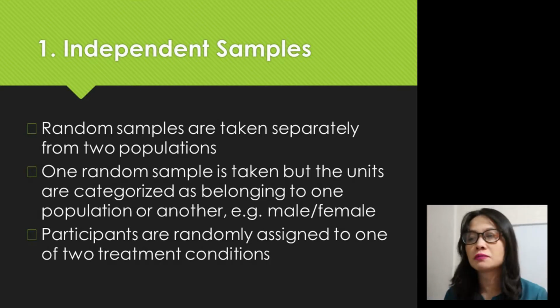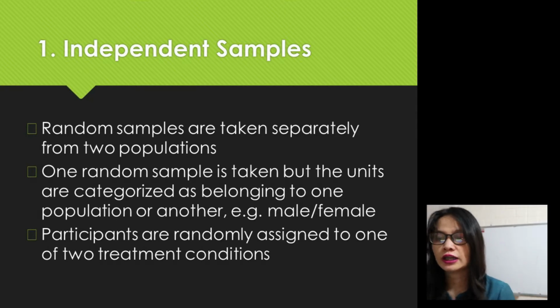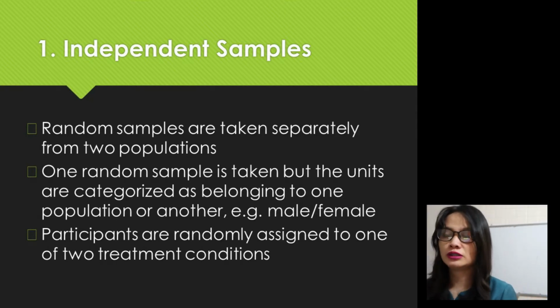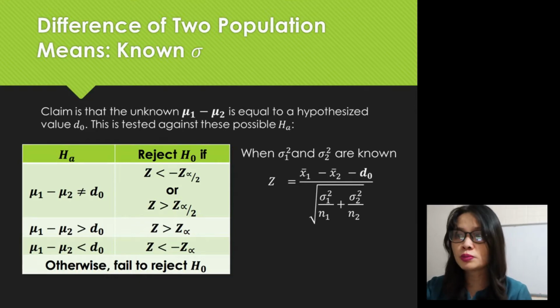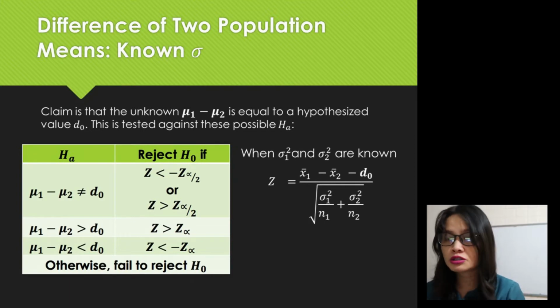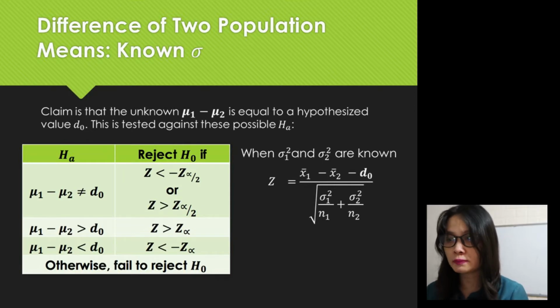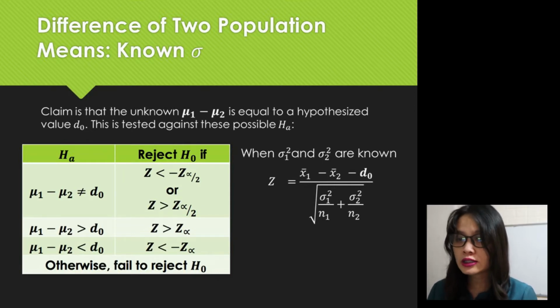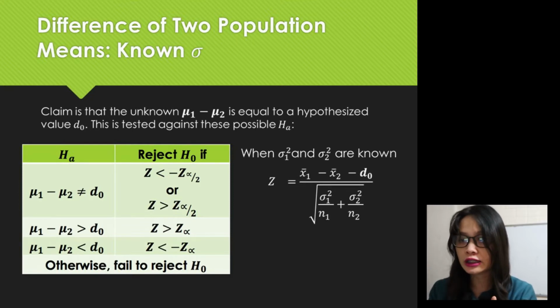The examples of independent samples are male and female. Participants are randomly assigned to one of the two treatment conditions. So these are independent samples. To come up with independent samples, there are 4 conditions that we need to follow. The first one is the difference of two population means. If the standard deviation of the population is given, the claim is that the unknown mu1 minus mu2 is equal to the hypothesized value d sub o. This is tested against the possible alternative hypotheses.